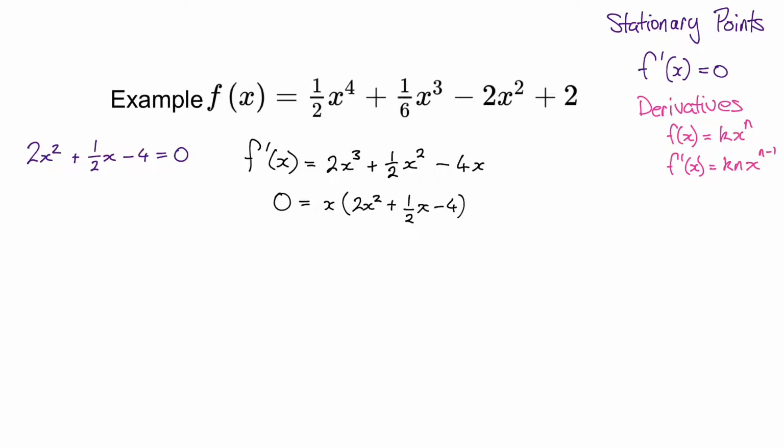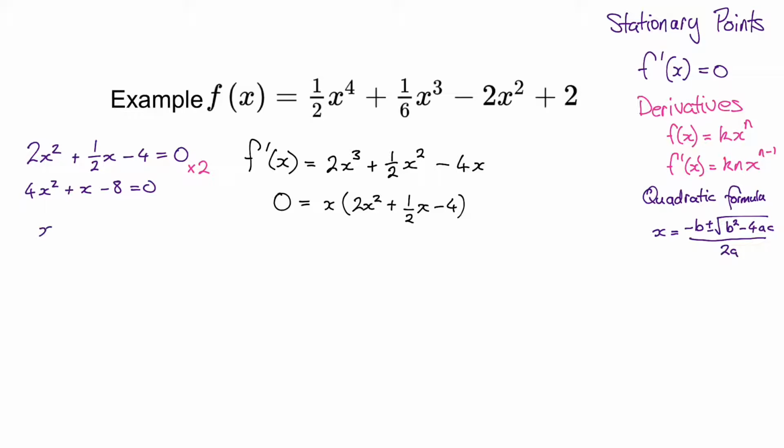Now I'm going to be solving this using the quadratic formula. To do that, I'm just going to times the entire thing by 2. So we'll end up with 4x squared plus x minus 8 is equal to 0. Now we can just plug this straight into our formula. So x is going to equal minus 1 plus or minus the square root of 1 squared minus 4 times minus 8, and all of that is going to be over 2 times 4.